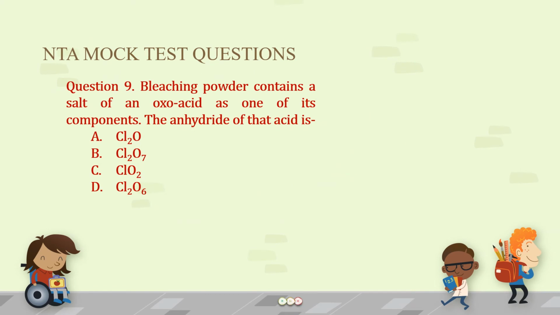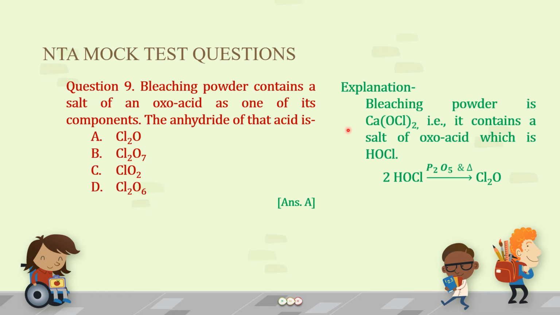Now the next question is that bleaching powder contains a salt of an oxoacid, and the anhydride of that acid is Cl2O, Cl2O7, ClO2, or Cl2O6. The correct answer in this case is choice A, Cl2O. Now, how do I come to this answer? First of all, you know the bleaching powder, we are getting it from which oxoacid? The oxoacid was HOCl.